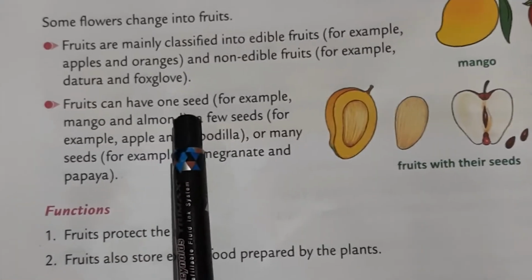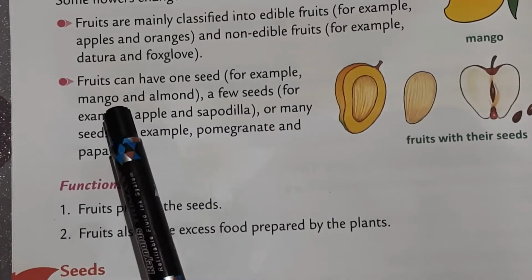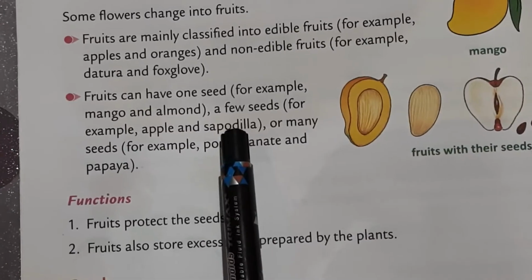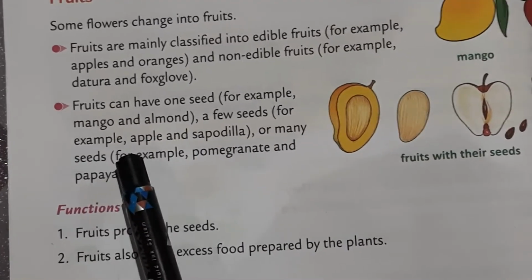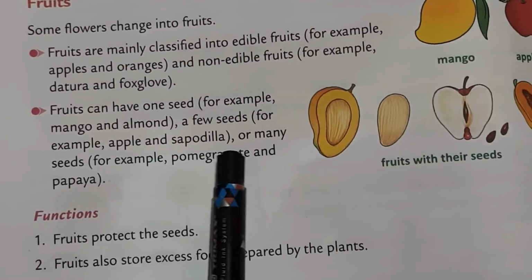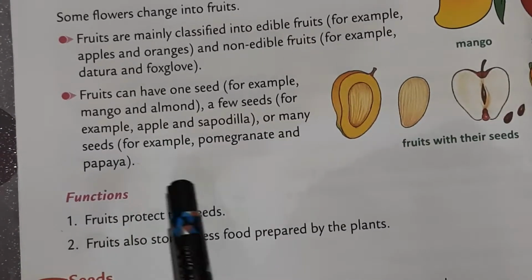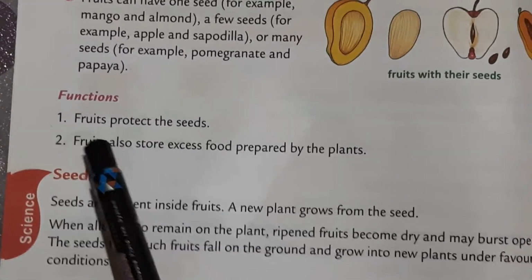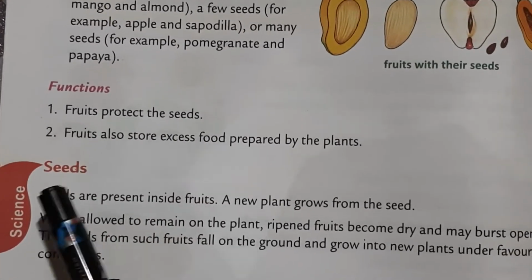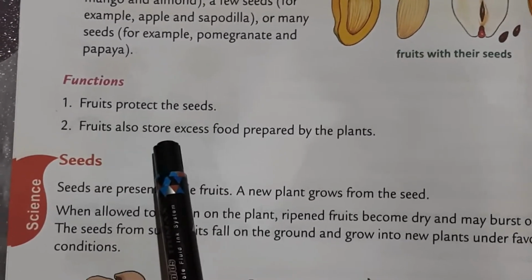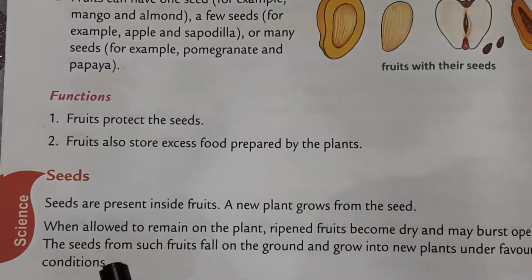Fruits can have one seed, for example, mango and almond. A few seeds, for example, apple and sapodilla, or many seeds, for example, pomegranate and papaya. Functions of fruits. Fruits protect the seeds. Fruits also store excess food prepared by the plants.